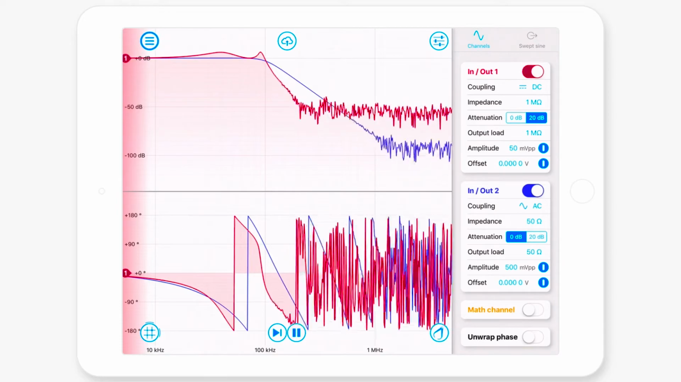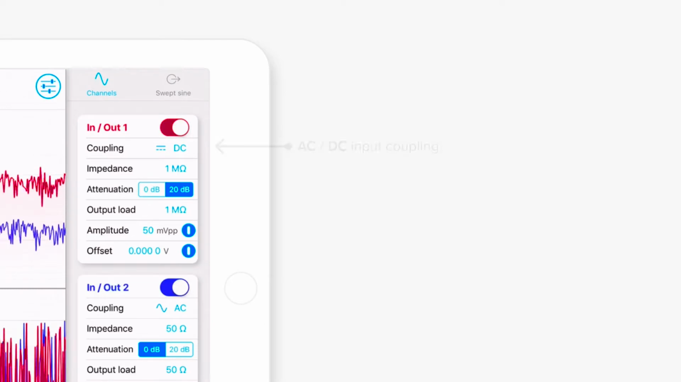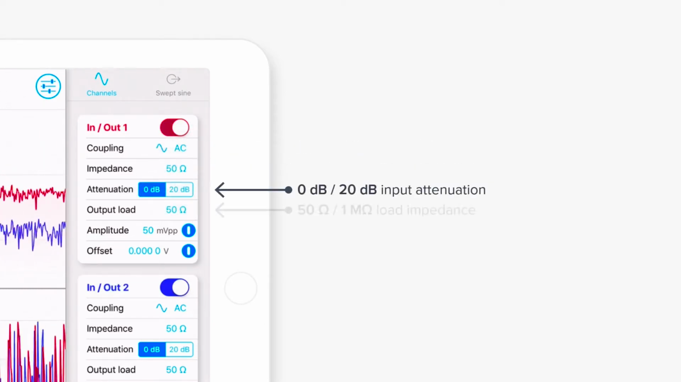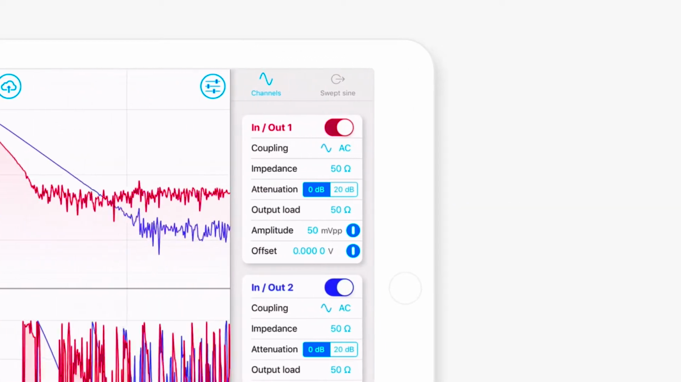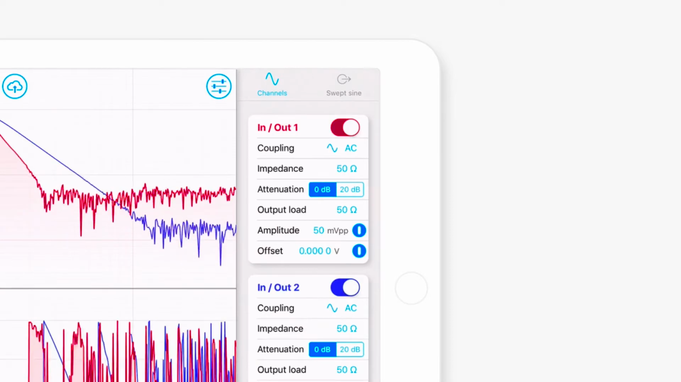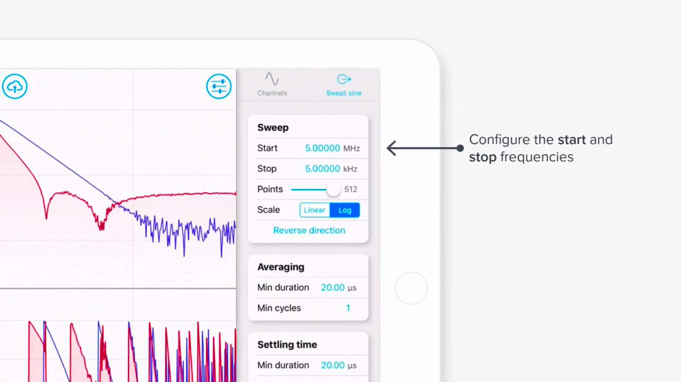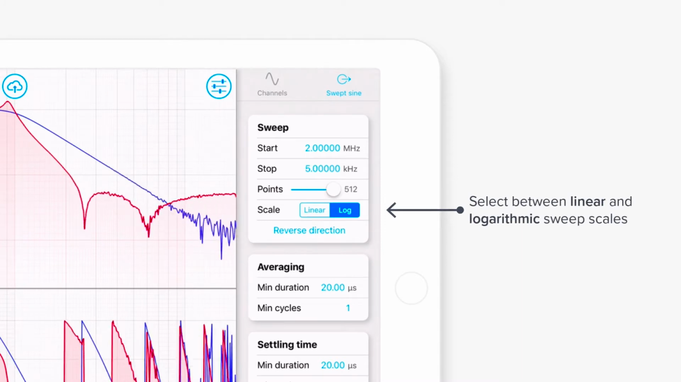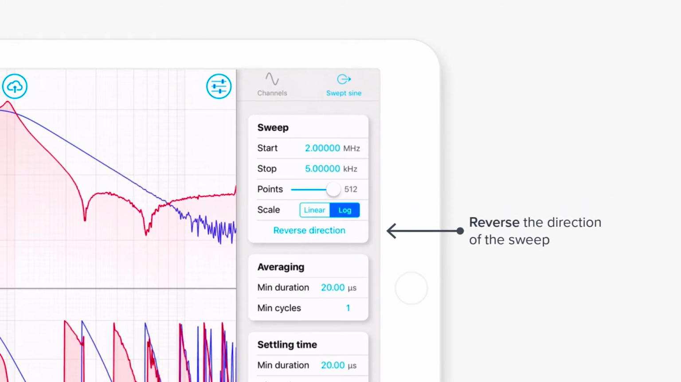Moku Lab's iPad interface allows you to easily configure important instrument parameters, including input coupling, impedance, attenuation, and the load of the system under test. You also have complete control over the behavior of the swept sine output, with the ability to set its amplitude and offset, its start and stop frequencies, and the number of points in each sweep. You can also select between linear and logarithmic sweep scales, and reverse the direction of the sweep.